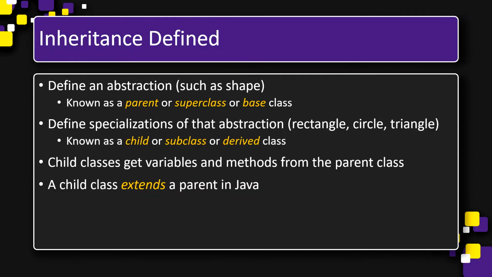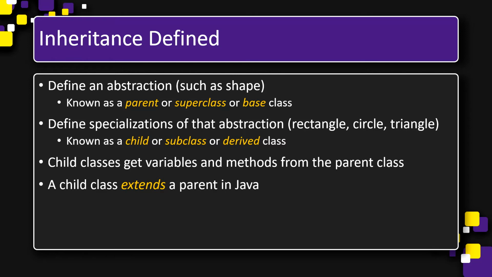So inheritance is a set of abstractions. So we define an abstraction of a particular thing that we're trying to represent. So in this case, we're going to talk about inheritance with shapes. So our abstraction is going to be the shape class. And this class, this abstraction, is going to be known as a parent or a base class, and sometimes is referred to as the superclass.